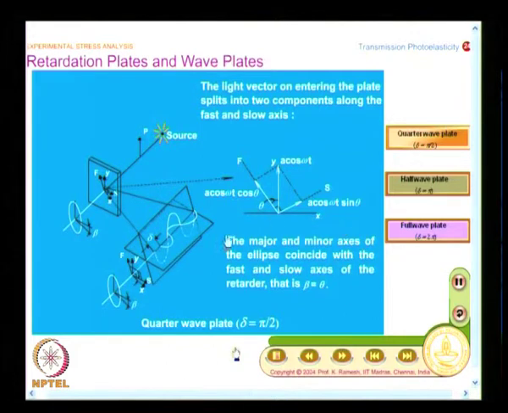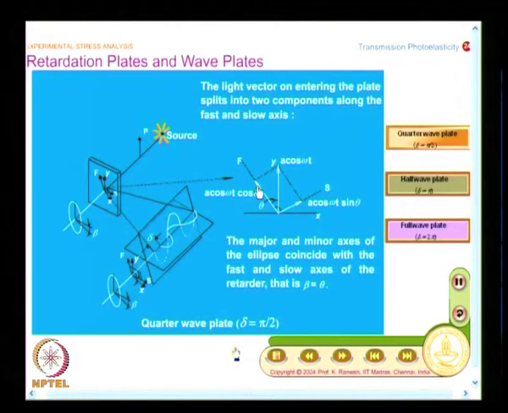You write only this statement, you do not have to redraw this complete figure. What you learned here is, the major and minor axis of the ellipse coincide with the fast and slow axis of the retarder. So, if I have a quarter wave plate, when I send the beam of light, the fast and slow axis themselves become the axis of the light ellipse that comes out of it. In general, it is an ellipse.